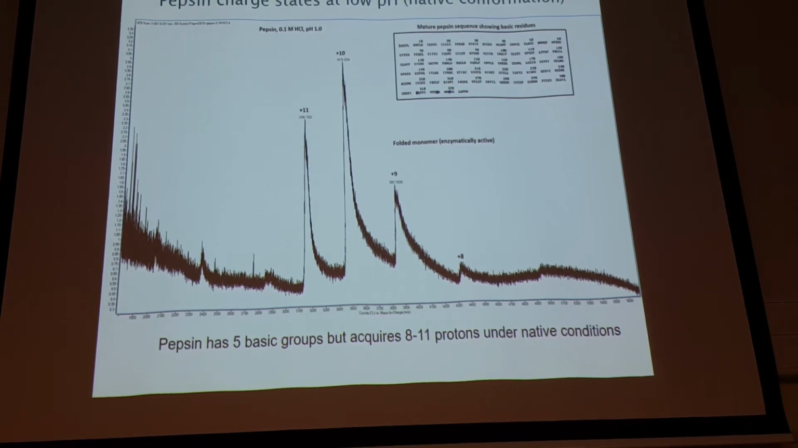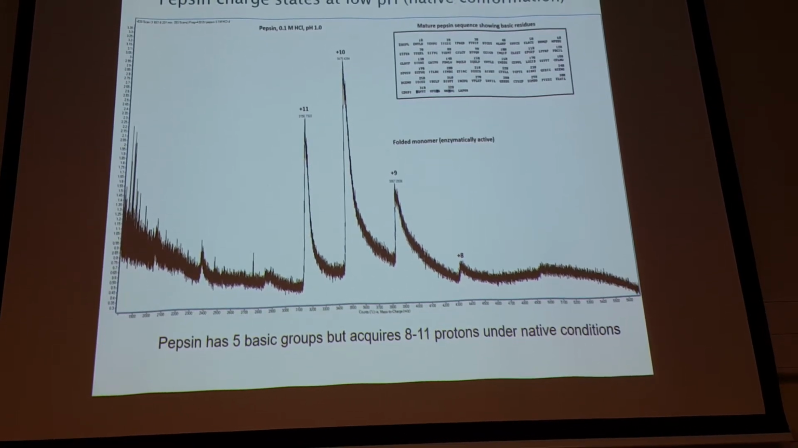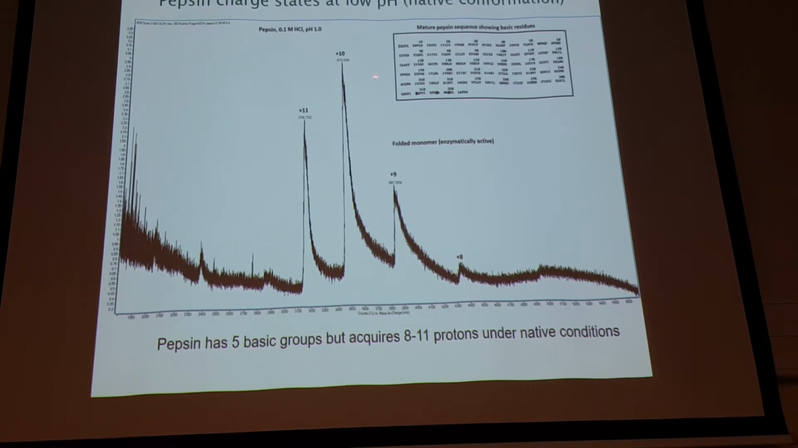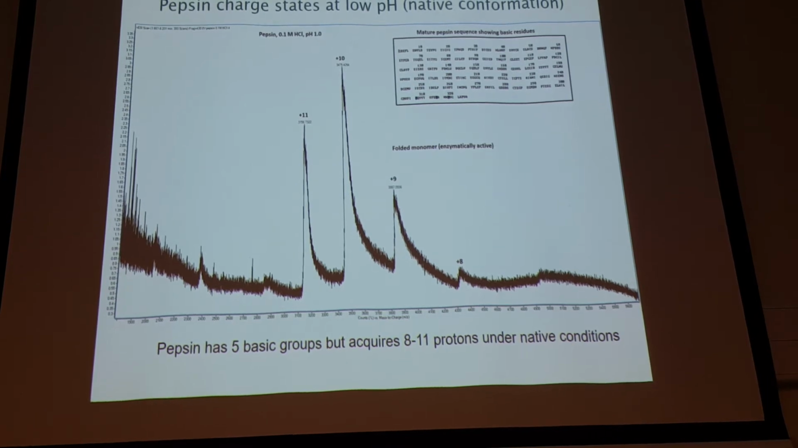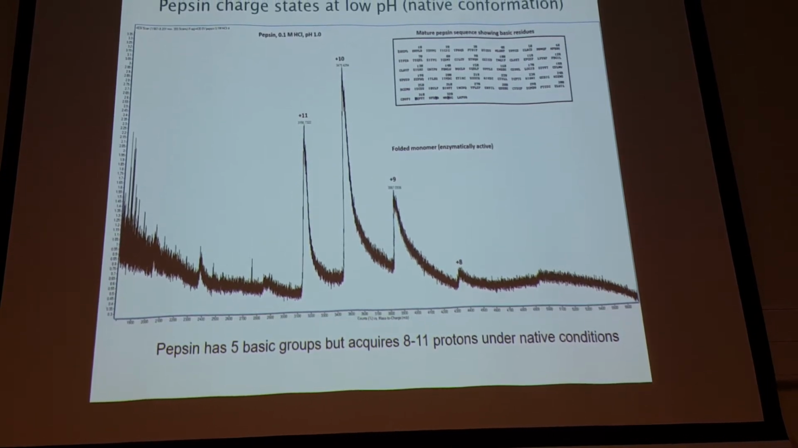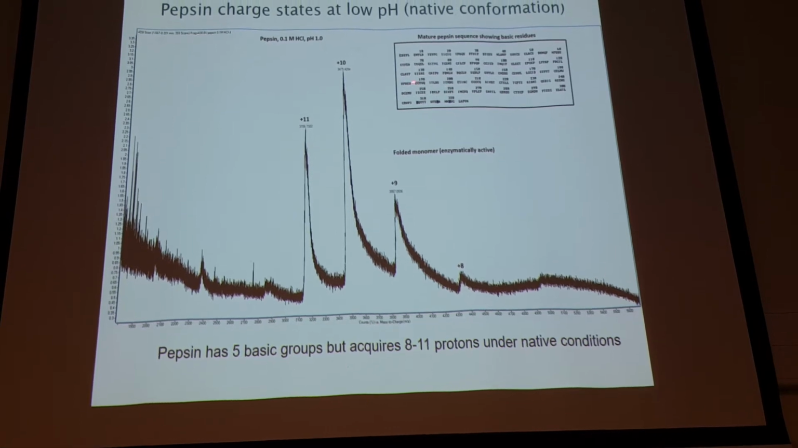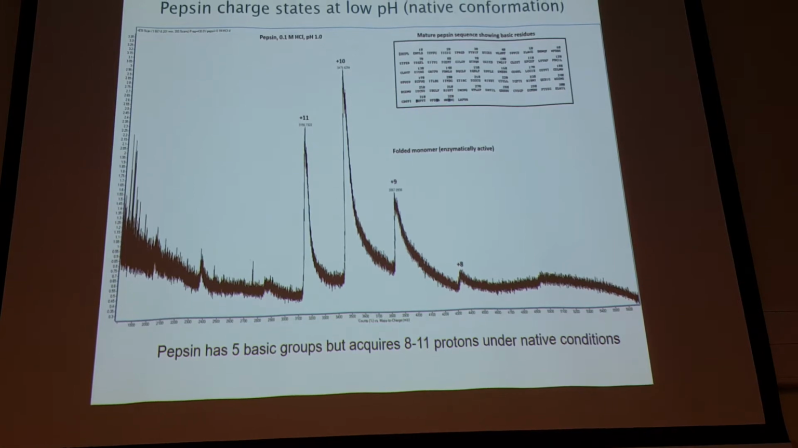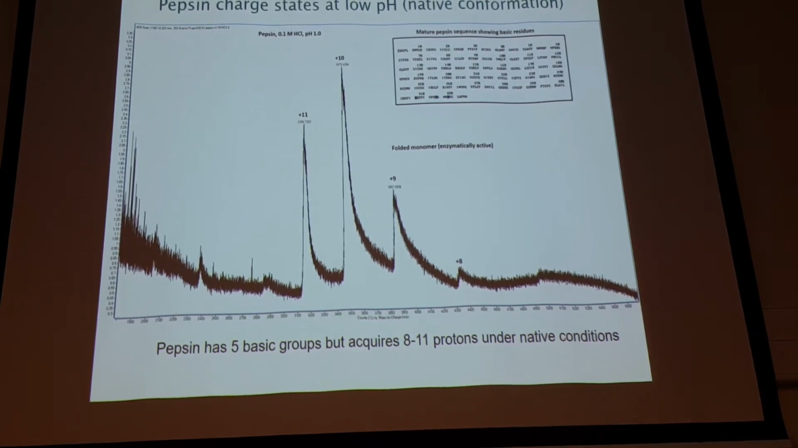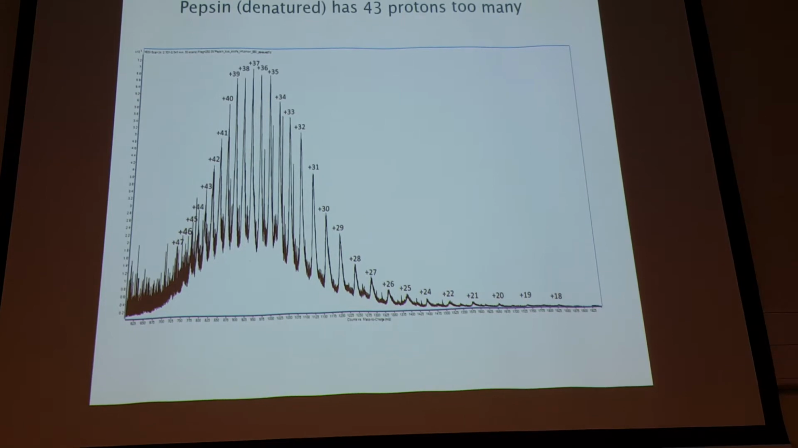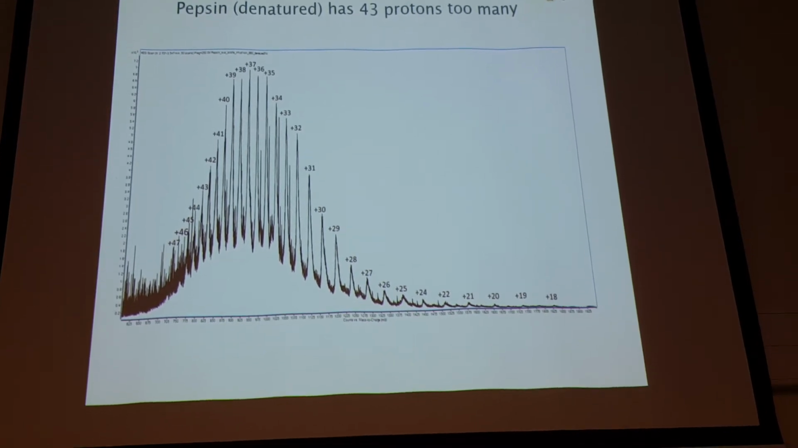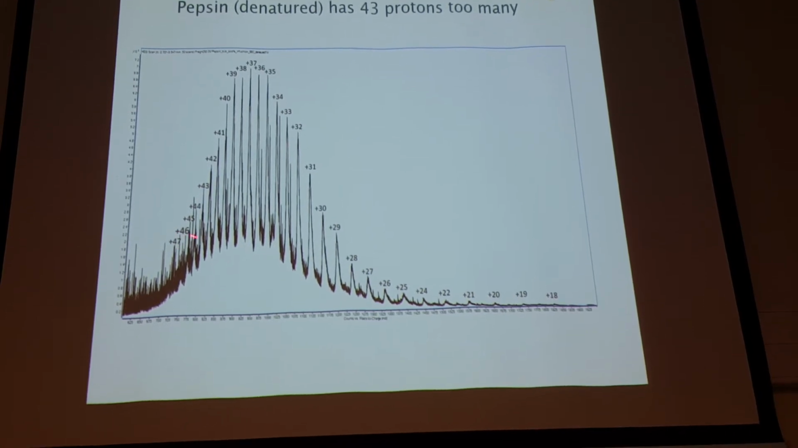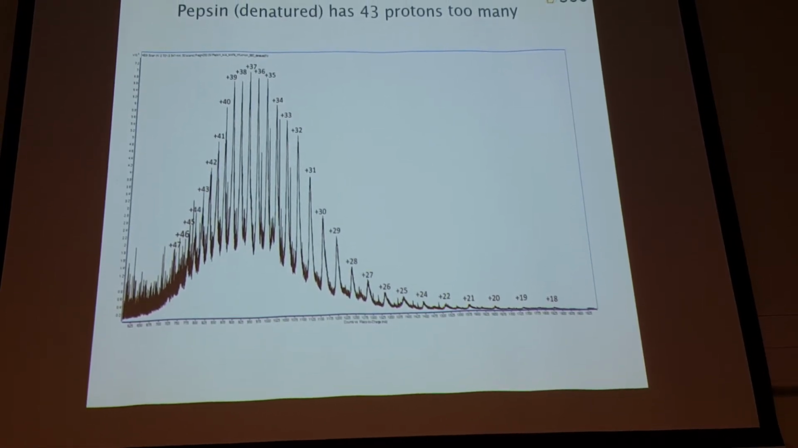When you spray it under native conditions in electrospray, what you see is charge state 8, 9, 10, 11. So additional protons are being acquired, and they are not corresponding to the expected protonation state in solution. But it gets even worse. This is pepsin under denaturing conditions. Under denaturing conditions, you can acquire up to 47 protons on that ion.